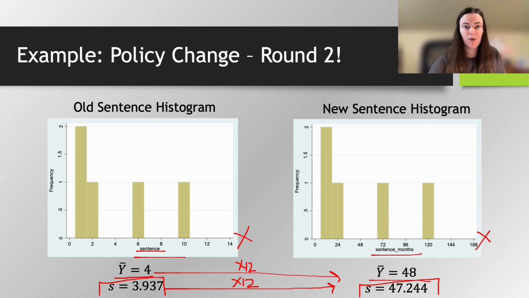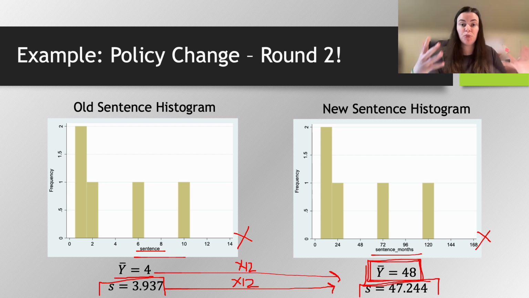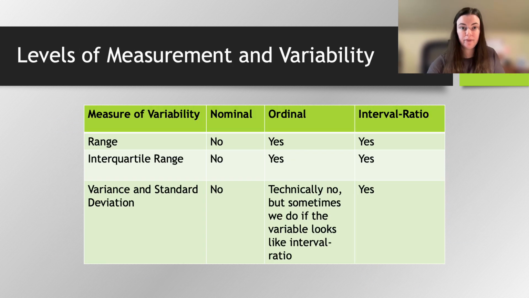If it didn't, it wouldn't make sense for us to express our average number of sentences in months when the standard deviation is still expressed in years. We have to make sure that they're both looking at the exact same thing and interpret those accordingly.